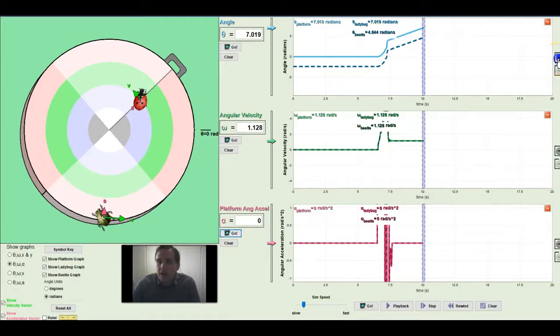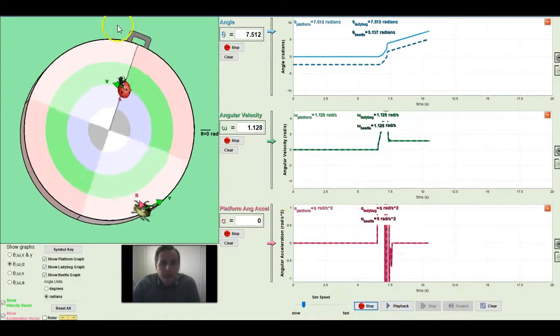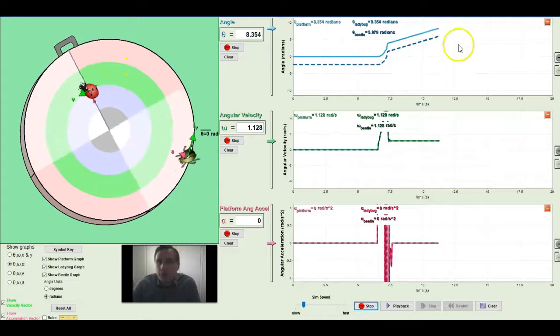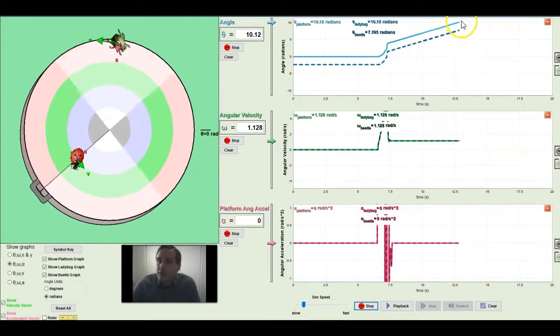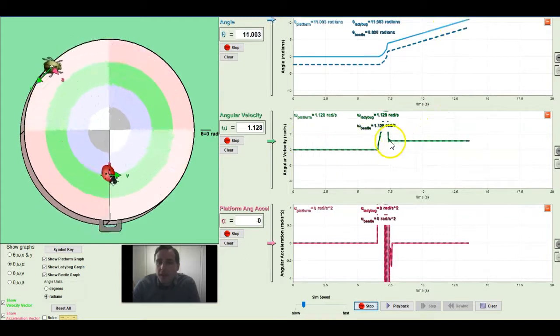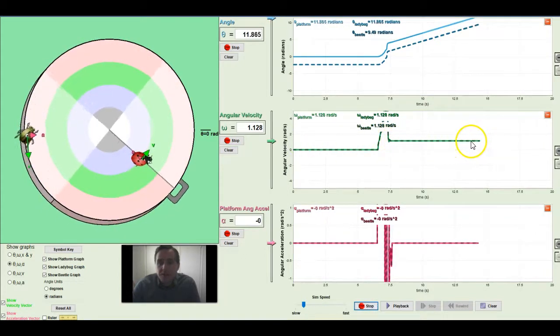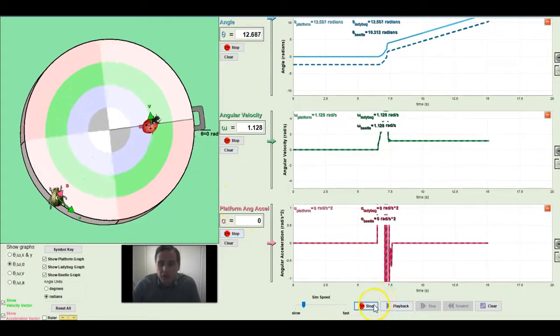So notice that the position went up very rapidly as a function of time, and then it is roughly constant as a function of time. Okay, so there we go. So notice that in uniform circular motion, the position continues to go up as a function of time. The angular velocity is now constant as a function of time in uniform circular motion.